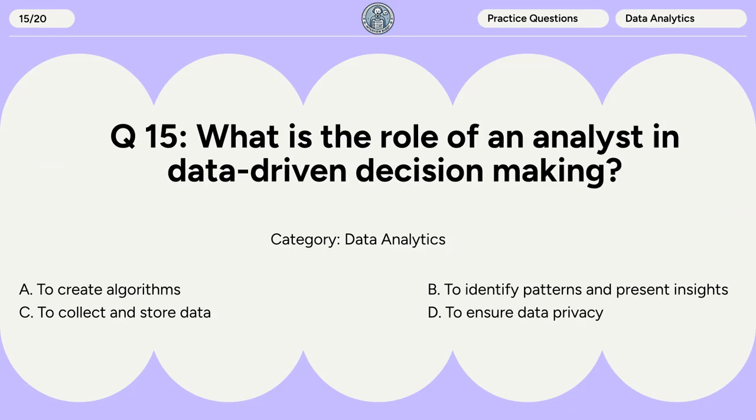Question 15. What is the role of an analyst in data-driven decision-making? A. To create algorithms. B. To identify patterns and present insights. C. To collect and store data. D. To ensure data privacy.